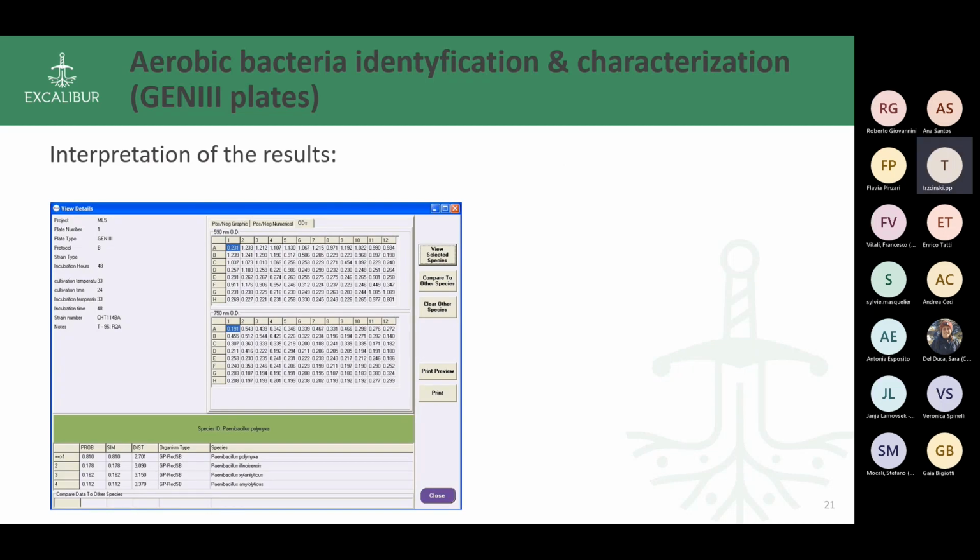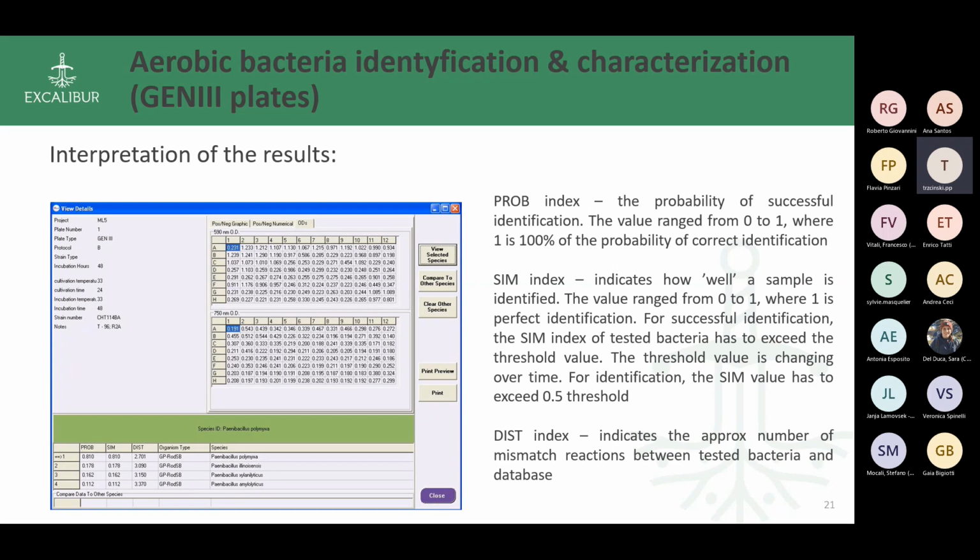So the interpretation of the results. If you do everything correctly, you will obtain some identification. Here you have 3 different indices. First, the probability index, the probability of a successful identification. The value ranges from 0 to 1, where 1 is 100% probability of correct identification.